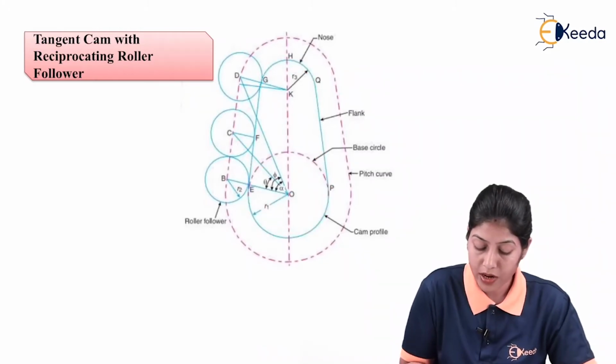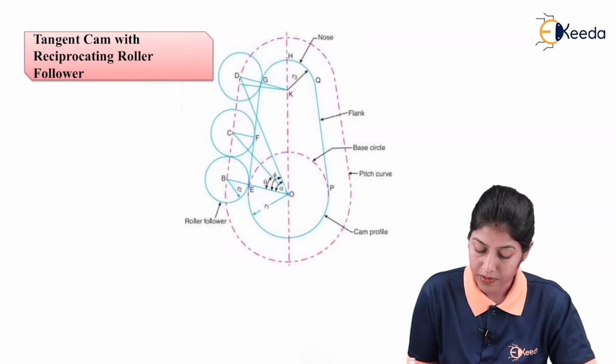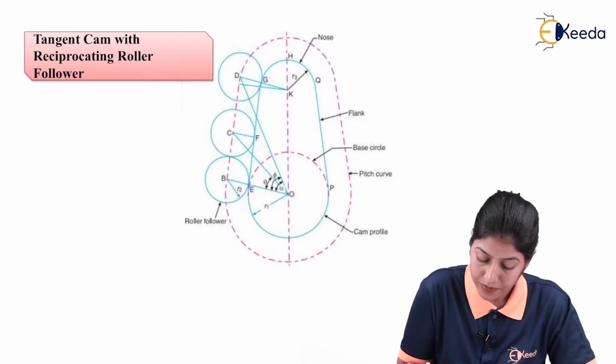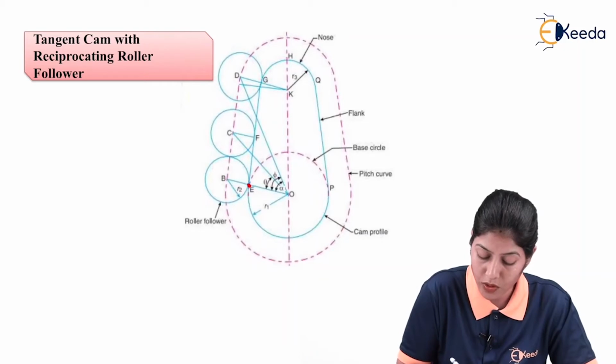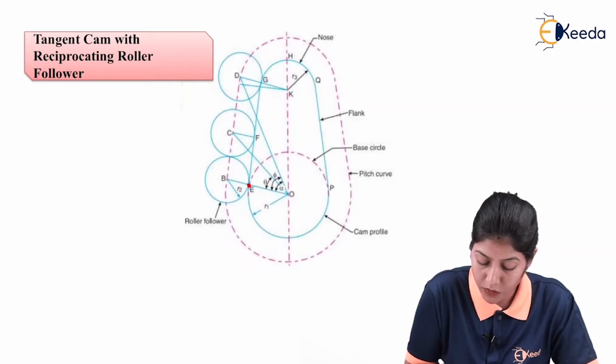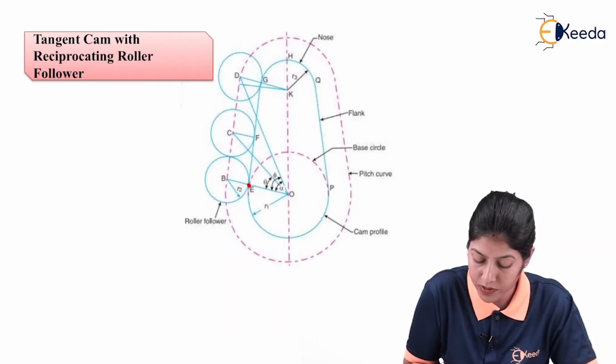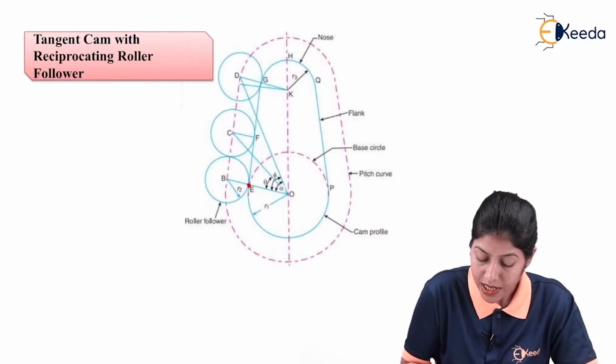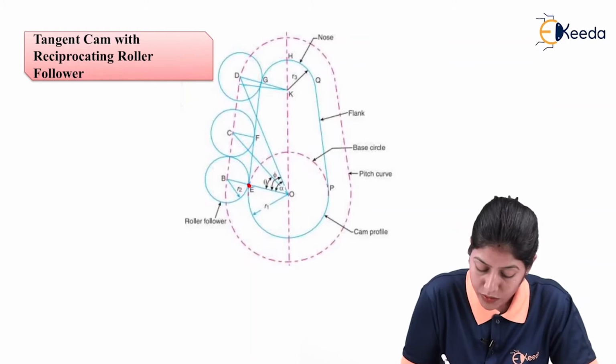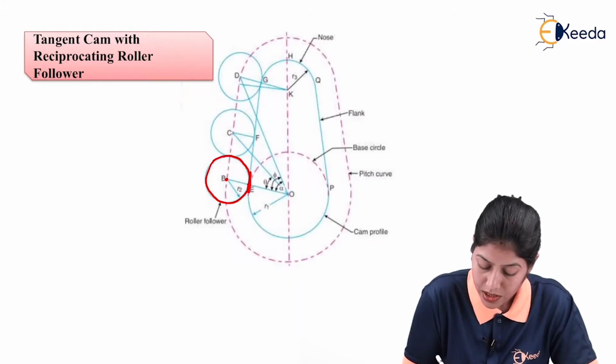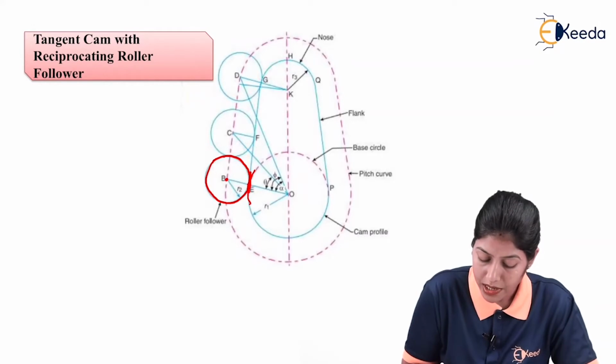Here is the terminology of this particular tangent cam. It has a base circle, and the motion of the follower we define from the base circle only, and on the basis of the position of the follower and the position of the cam we define the cam profile as well as the pitch curve. Here we have a roller follower which is in contact with the cam.